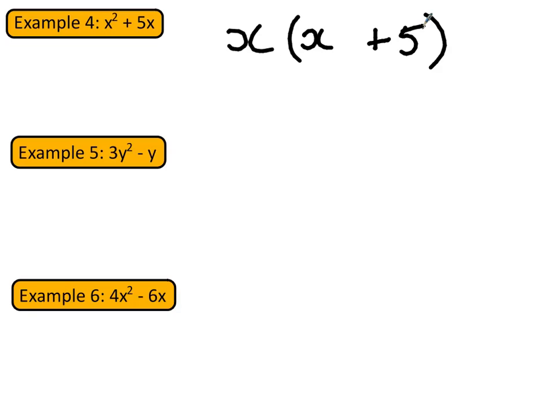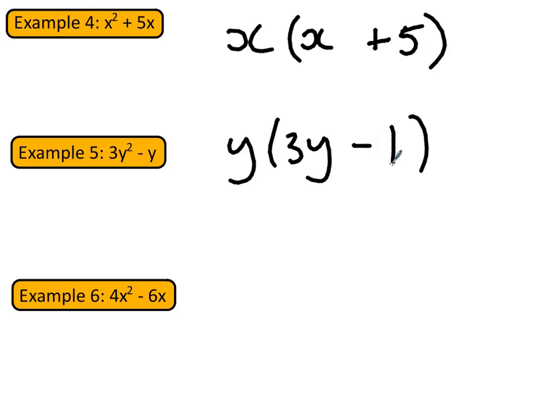In the second example, example 5, we've got a y common to both of those terms. So what do I times y by to make 3y squared? Of course, 3y. What do I times y by to make minus y? Minus 1. So the answer is y bracket 3y minus 1.